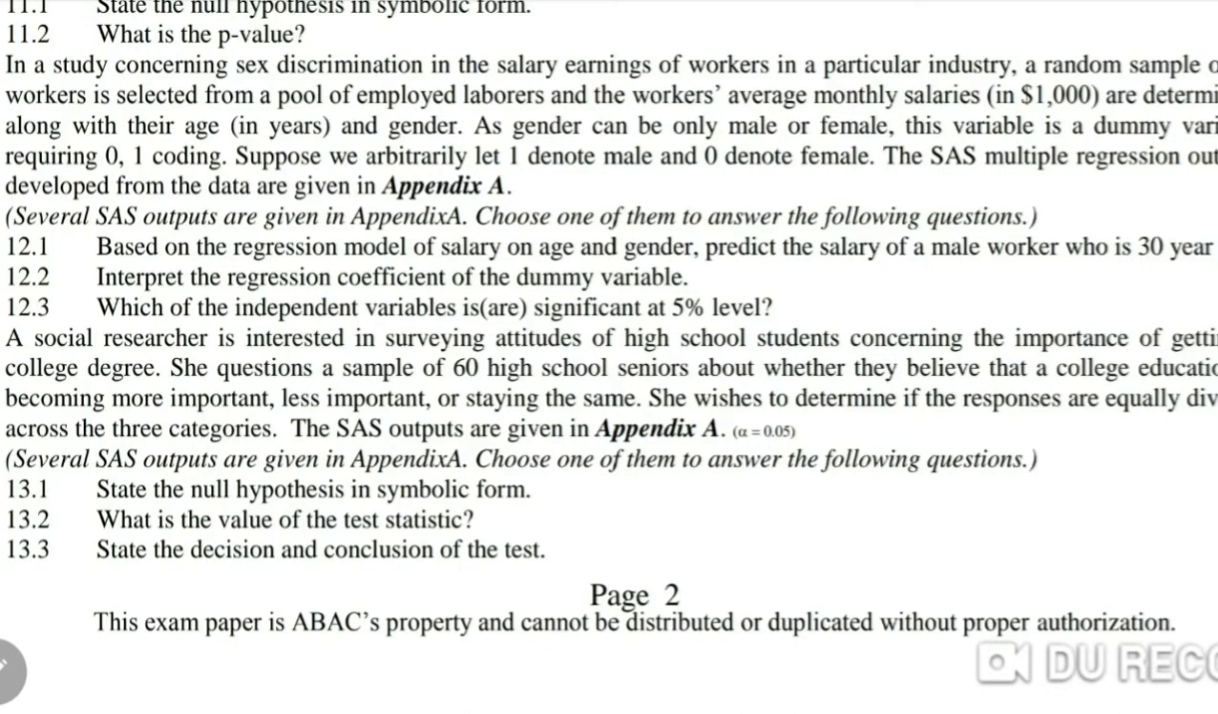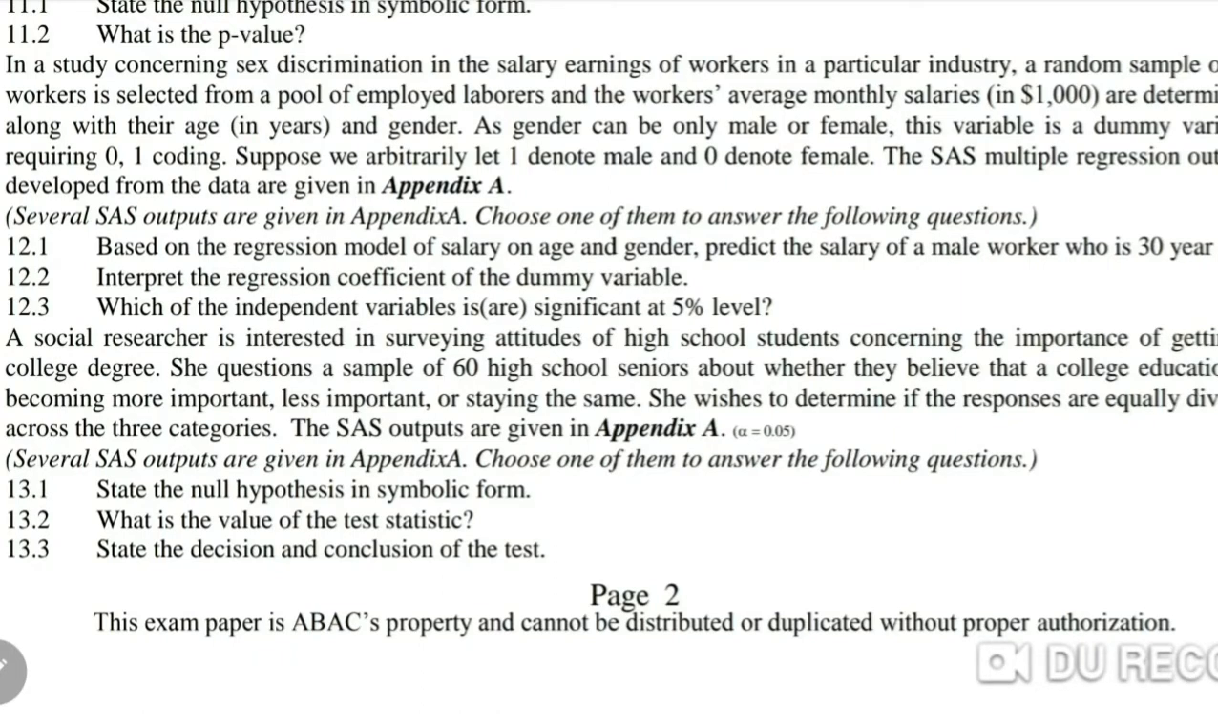So ratio level measurement. Another variable is gender. Gender is male or female. So nominal level measurement. Two values, they are male or female. So in this study, there are three variables: monthly salary, age, gender. The first two are ratio level. The third one is nominal with two values. A gender can be only male or female. This variable is a dummy variable.